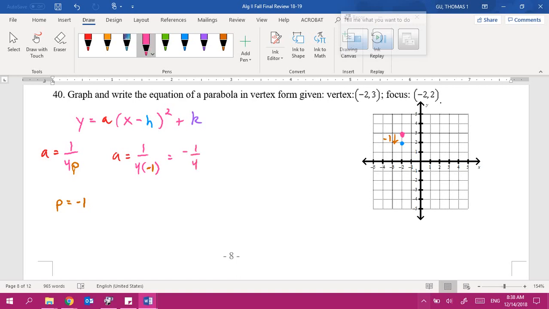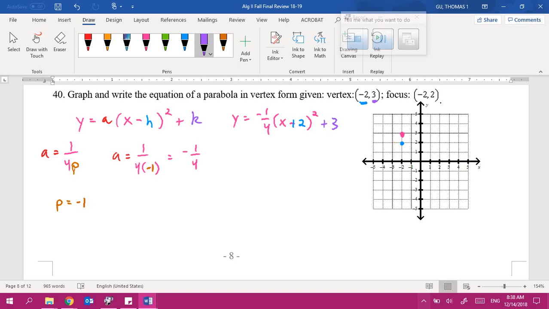Right away we can write our equation, because we already have everything we need. We have the vertex and we have a. So the equation is going to be y equals negative 1 over 4 times (x minus, and the h on the vertex is negative 2, so it's actually going to become plus 2) squared, and then plus 3 because the k is 3. So that's my equation, and now I just need to graph this actual parabola.